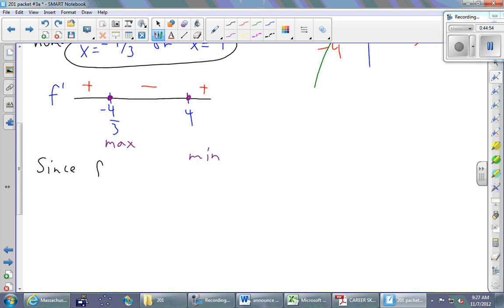Since f prime goes from positive to negative at x equals negative 4/3, we can abbreviate positive and negative. What's going on at negative 4/3? It is a critical point, and what kind? It turns out to be a maximum. x equals negative 4/3 is a max.